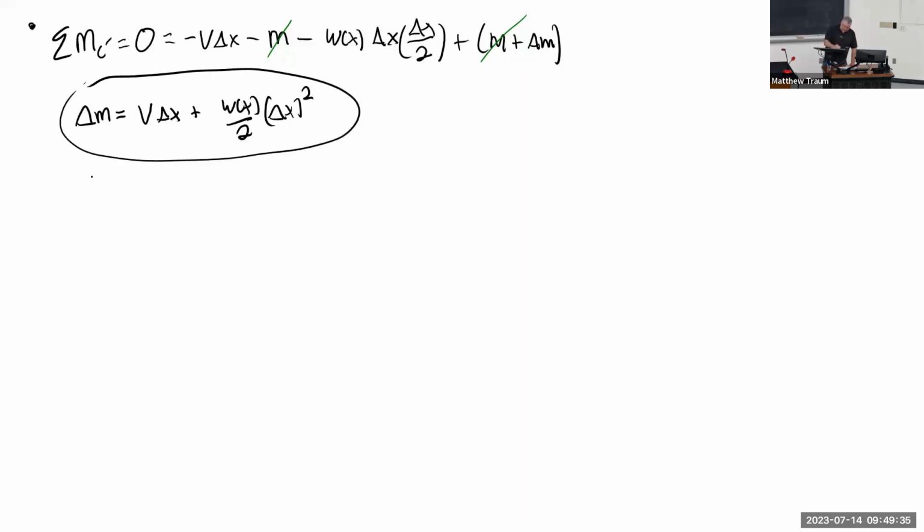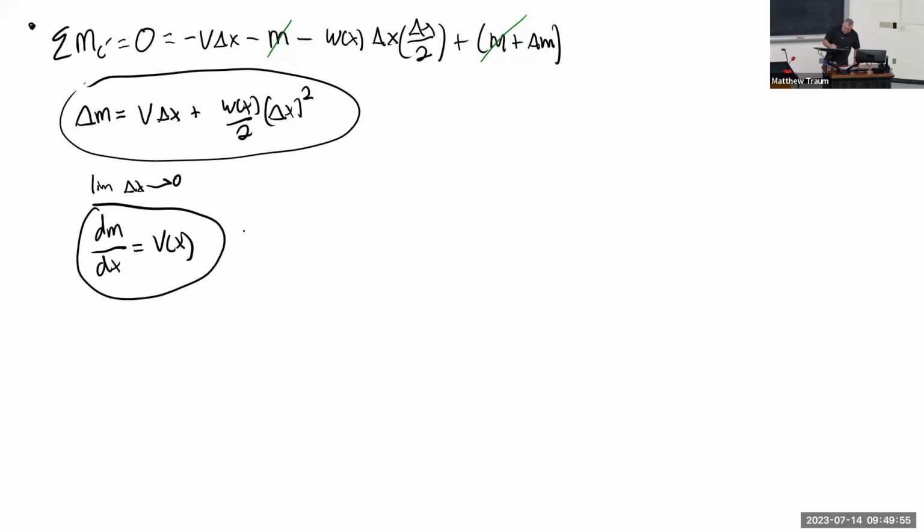So I'm now going to basically take the limit as delta X goes to 0. So now I'm doing calculus. And what I end up with, if I fight my way through this, is dM/dx is equal to V of X. And so this is going to be my second key equation that I'm going to use to figure all this stuff out.